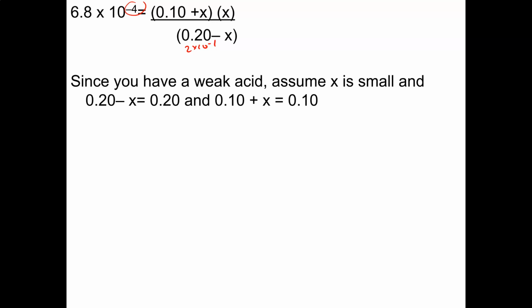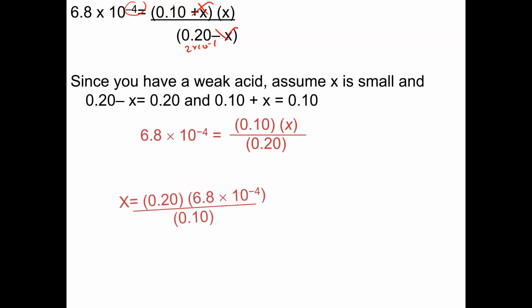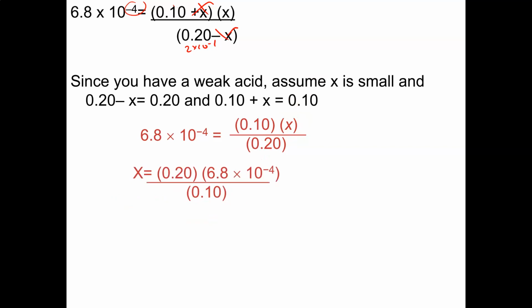The one thing people will screw up is they forget that you're supposed to assume any addition or subtraction is going to be small. So both of these go away. Most commonly, students would just get rid of the bottom one and keep the top one. Don't do that. If you're assuming subtracting X is small, you have to assume adding X is small as well. So there's my new numbers. Plug and chug.